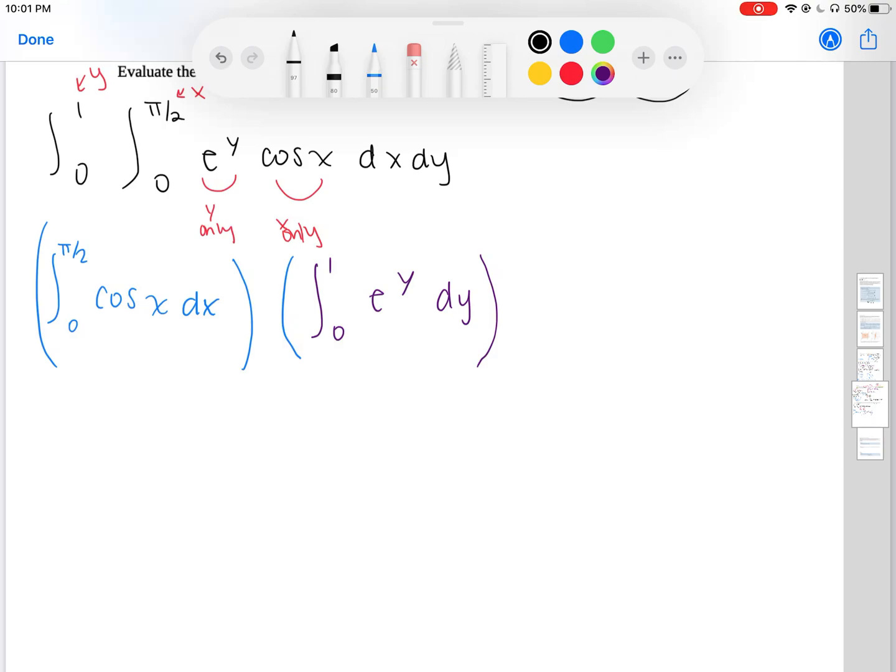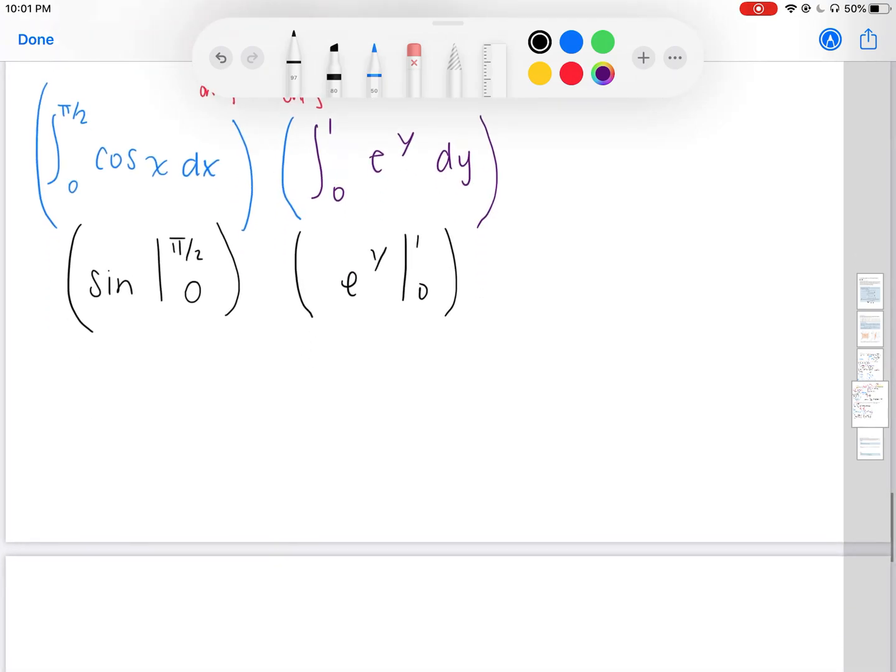The antiderivative of sine is cosine, vice versa. The antiderivative of cosine is sine. We evaluate from pi over 2 to 0. The antiderivative of e to the y is e to the y, with a bound of 1, 0. Okay, so we have sine of pi over 2 minus sine at 0 times e to the first power minus e to the 0 power.